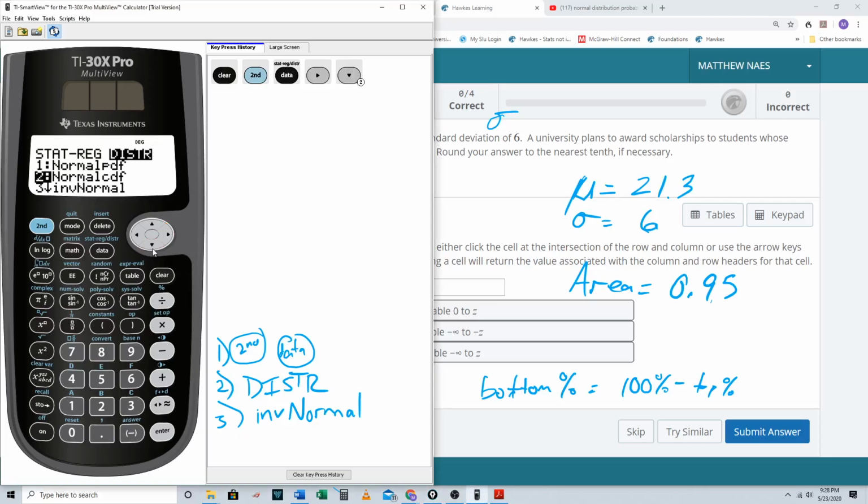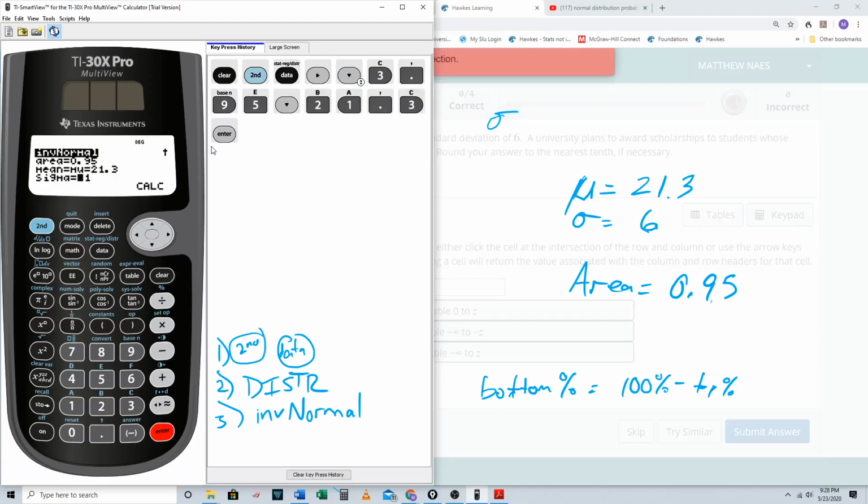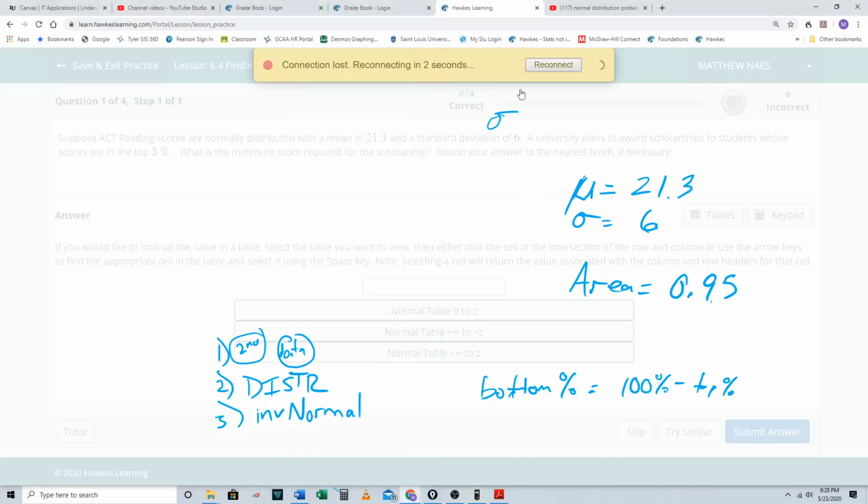So scroll down or press 3. And that's all you type in: area, mean, and sigma, and you're done. Area, 0.95. Mean was 21.3. And sigma is 6. And go down and calculate, and round to whatever they want you to round to. Okay, so let's look at it. We got 31.169.